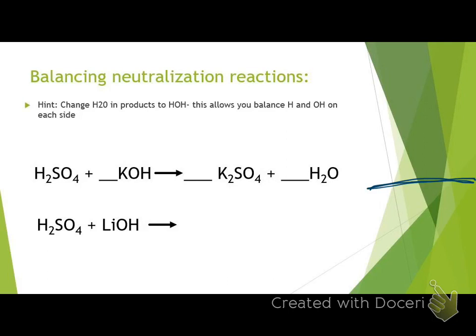So how am I going to identify it? Well, I look at my reactants and I see an acid is added to a base. So what am I going to write on that identifying line? Neutralization. N, for neutralization. Then I go to balance it. Because I wrote that N on that line, now I know that the trick is to change that H2O into HOH.